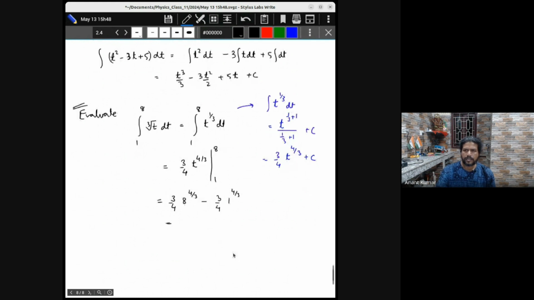And this is not very difficult to compute. 3 by 4 common. 8 is nothing but 2 raised power 3. Use the properties of indices. And this is just 1. So I get 3 by 4 into 2 raised power 4 minus 1. But that is 3 by 4 into 15. That is 45 by 4. So 45 by 4 is the required answer actually, right? This is how we compute the definite integration from the corresponding indefinite one.